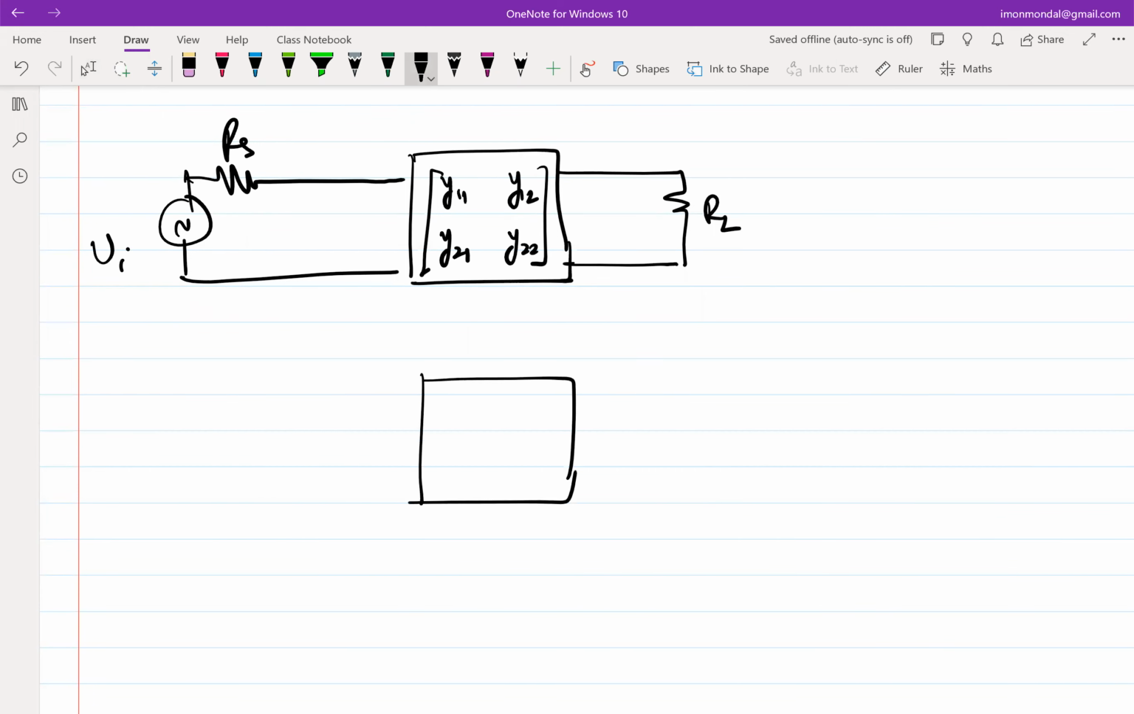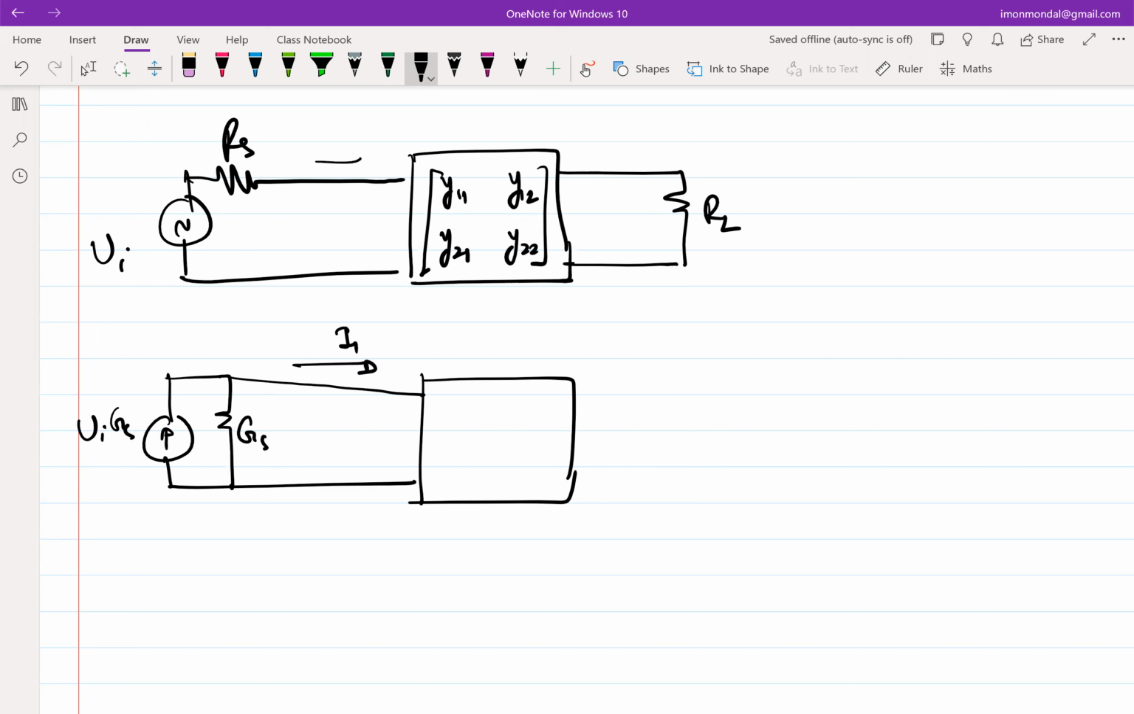So this remains as is. This becomes VI GS, this becomes GS. This remains I1, nothing has changed. If this was I1, I should be in small, you could use small notations, right?